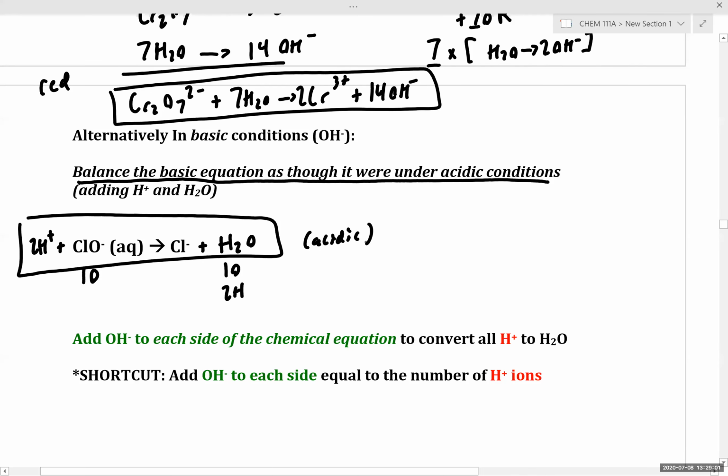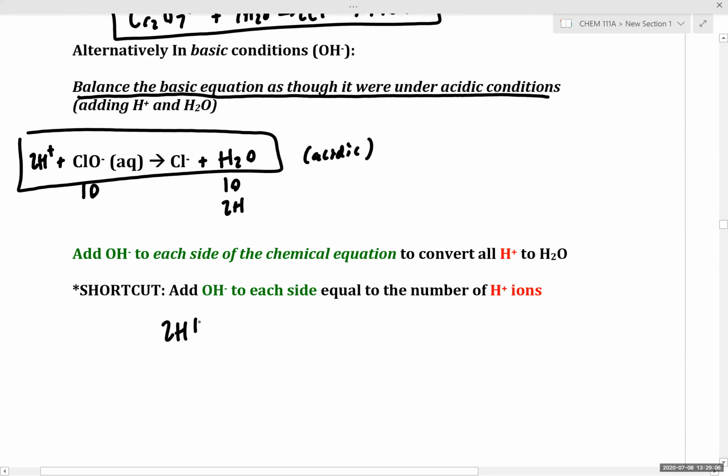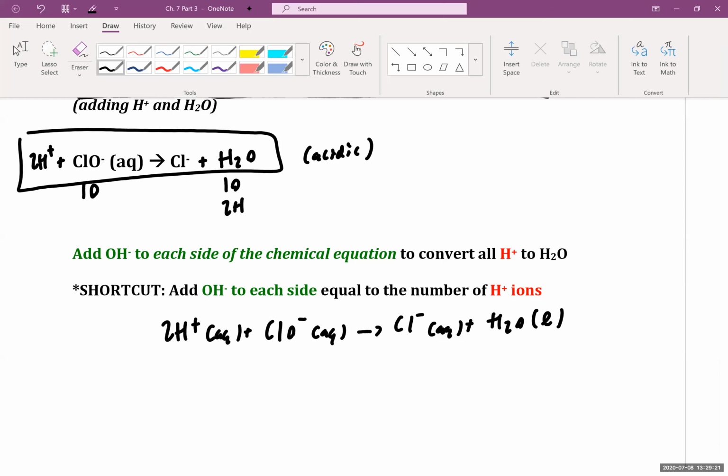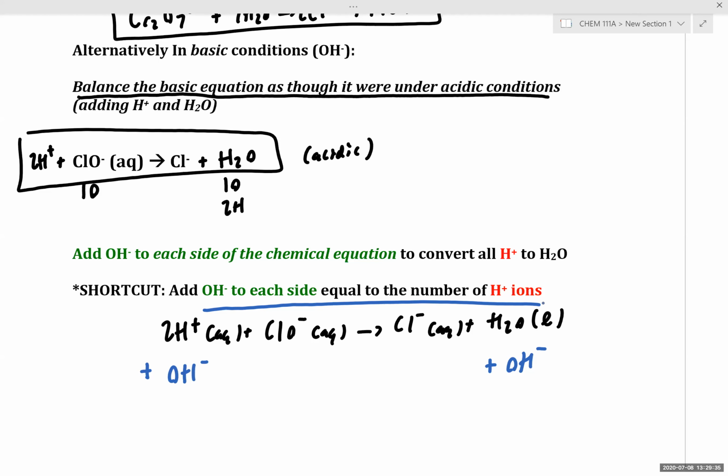But if the problem's asking for basic conditions, you may say, well, I guess I'm stuck. Well, not really. What you do is you write out your equation under basic conditions. And then you very carefully count the number of H+ ions that you have, and then you add hydroxide to each side equal to the number of H+ ions. So how many hydroxides do I need to add to each side? 2, okay?